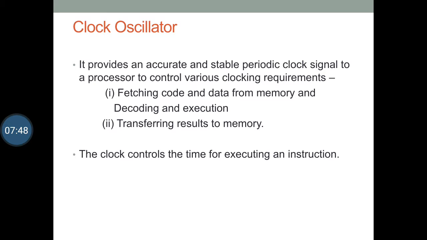The machine cycle includes fetching code and data from memory and decoding and execution and transferring results to memory. The clock controls the time for executing an instruction. The clock circuit uses either a crystal or a ceramic resonator or external IC attached to the processor.